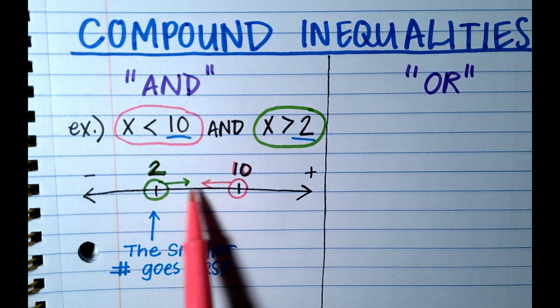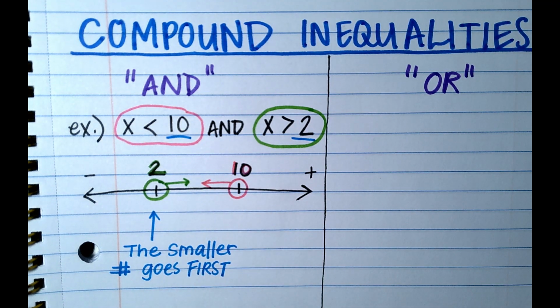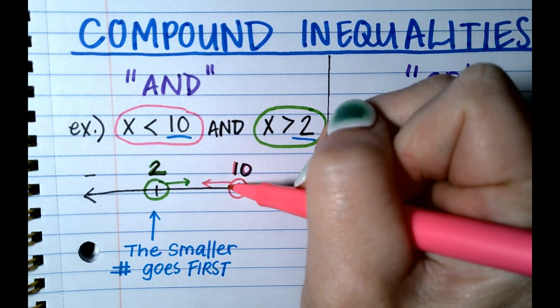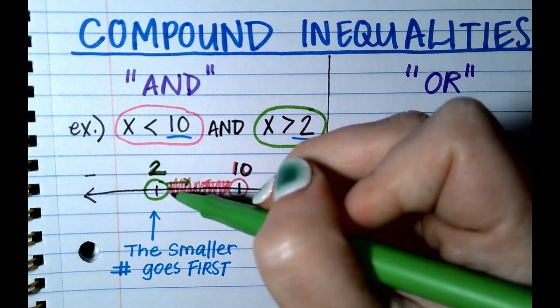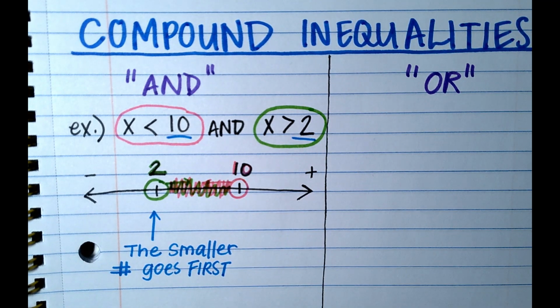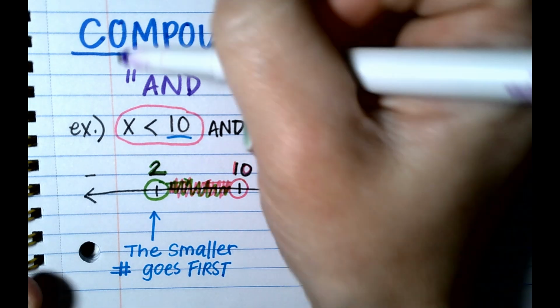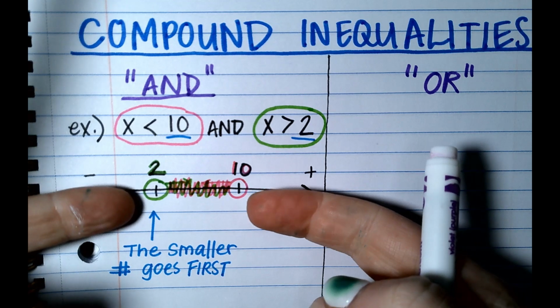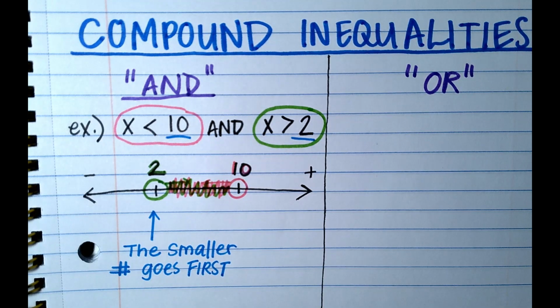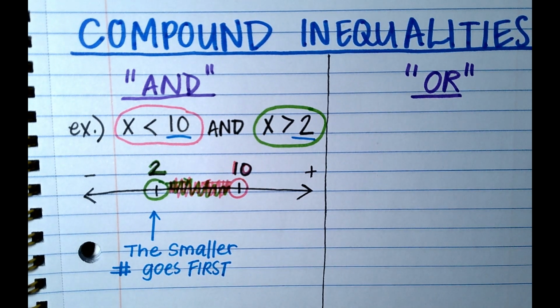And you'll notice that they are pointing towards each other. So what this means is we are going to shade in the middle. Shade in between. So when we have "and" inequalities, your answer will be shaded in the middle. An "or" is going to be the exact opposite. It's going to be shaded outside. But I'll give you an example to keep in your notes.